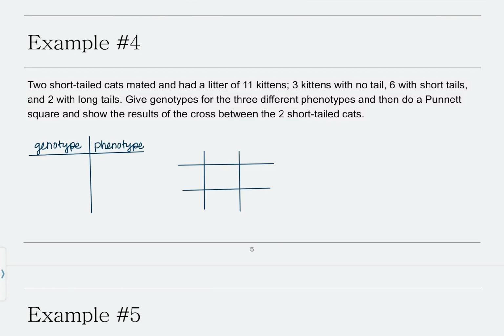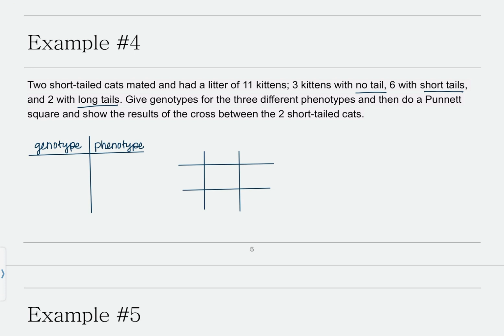Okay, example 4. 2 short-tailed cats mated and had a litter of 11 kittens. 3 kittens with no tail, 6 with short tails, and 2 with long tails. So again, the first thing to do is to determine what type of inheritance this is.